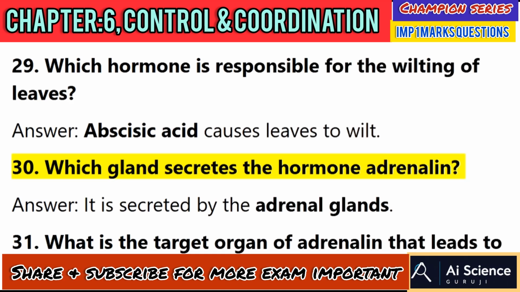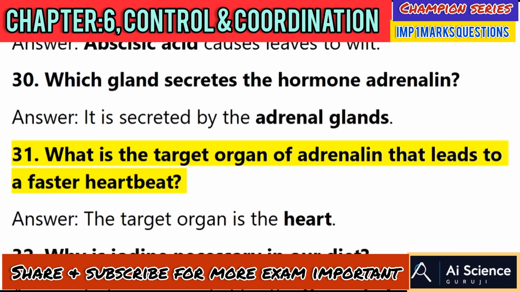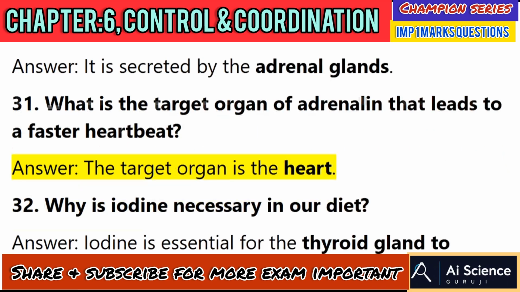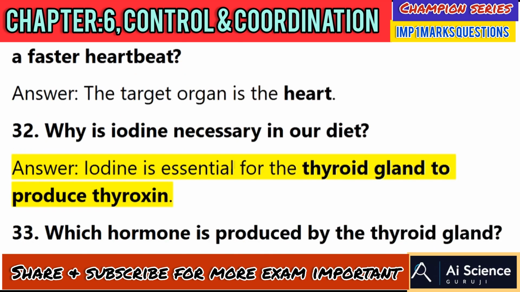30. Which gland secretes the hormone adrenaline? Answer. It is secreted by the adrenal glands. 31. What is the target organ of adrenaline that leads to a faster heartbeat? Answer. The target organ is the heart. 32. Why is iodine necessary in our diet? Answer. Iodine is essential for the thyroid gland to produce thyroxine.